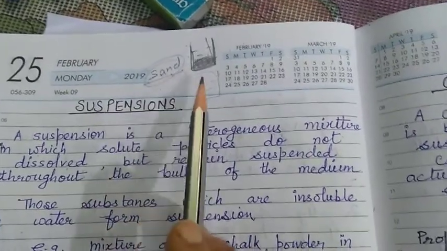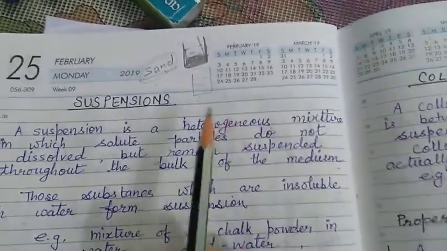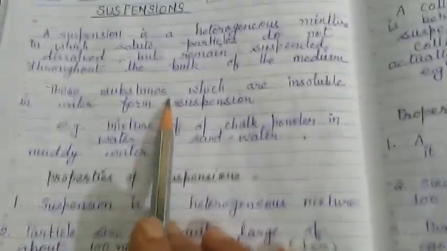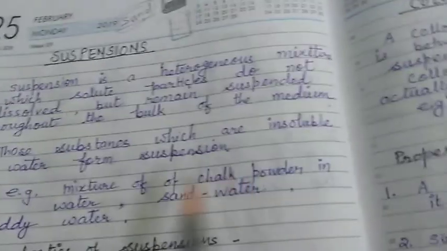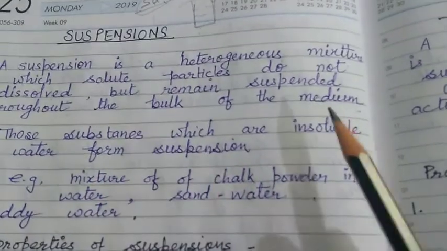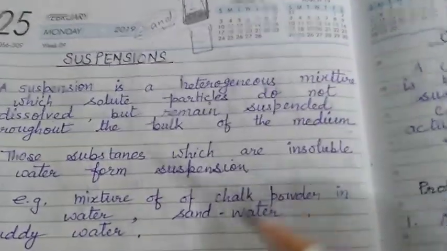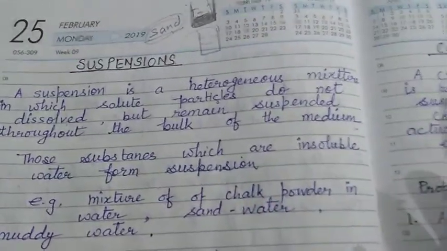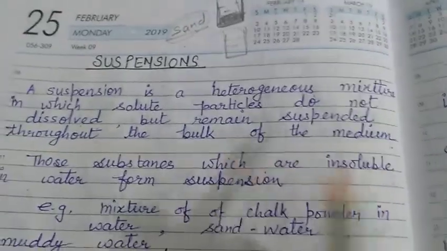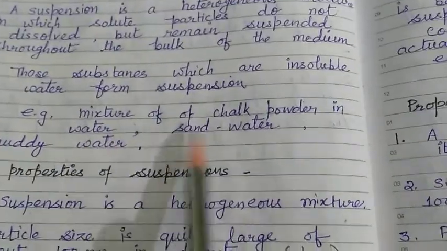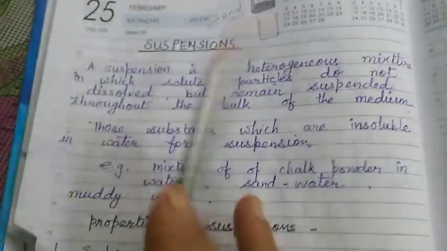ठीक है ना? They do not get dissolved in the water. So this is called a suspension. ठीक है? So those substances which are insoluble in water form suspensions. Obviously, those which are soluble get dissolved in the water, so they will form a true solution, or maybe a colloid, you will get to know soon. But the substances which are insoluble will form the suspension. ठीक है? A mixture of chalk powder in water, sand water, muddy water, all are examples of suspensions.